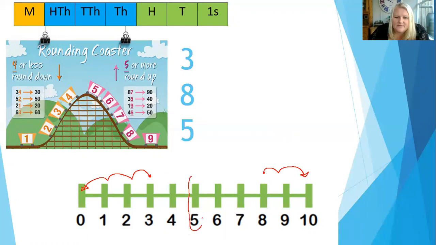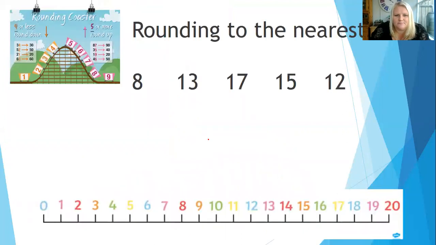Now 5 is in the middle. It could go this way, it could go this way. It's got the same distance between both, but 5 always rounds up. So 5 would always round up to 10. So 1, 2, 3, 4 rounds down, 5, 6, 7, 8, 9 rounds up. And if you can remember that rule, rounding is going to be really, really simple for you.